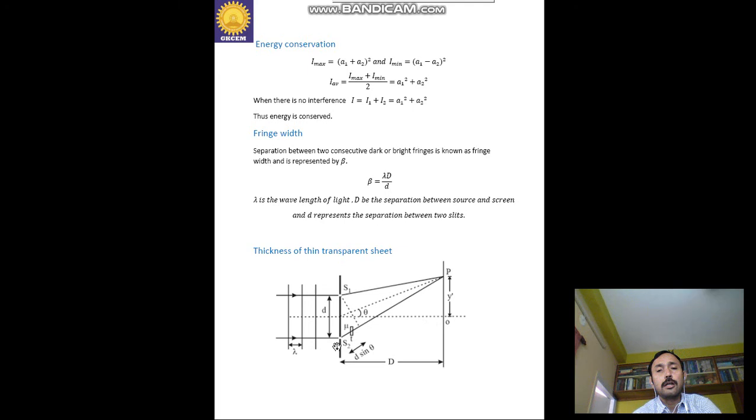Now, along the direction of the light from S1 to O, a mica sheet of refractive index mu and thickness T is placed. What happened? The bright fringe that was produced at point O is now shifted to the point P, at a distance y dash from the central fringe. Now we can calculate, from the concept of velocity of light, the thickness of this sheet.